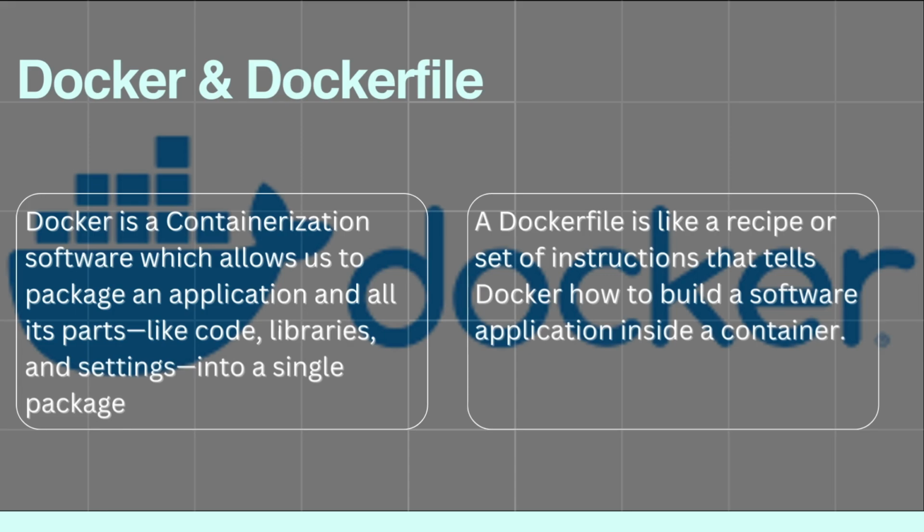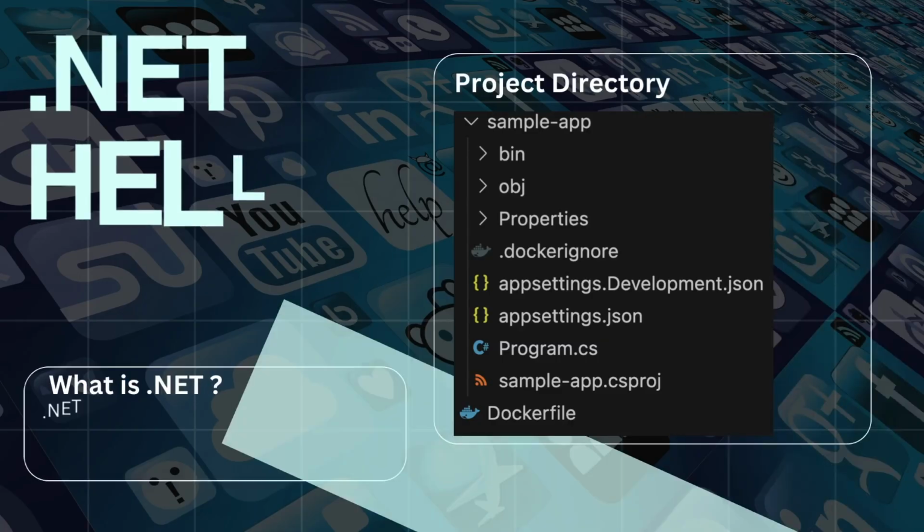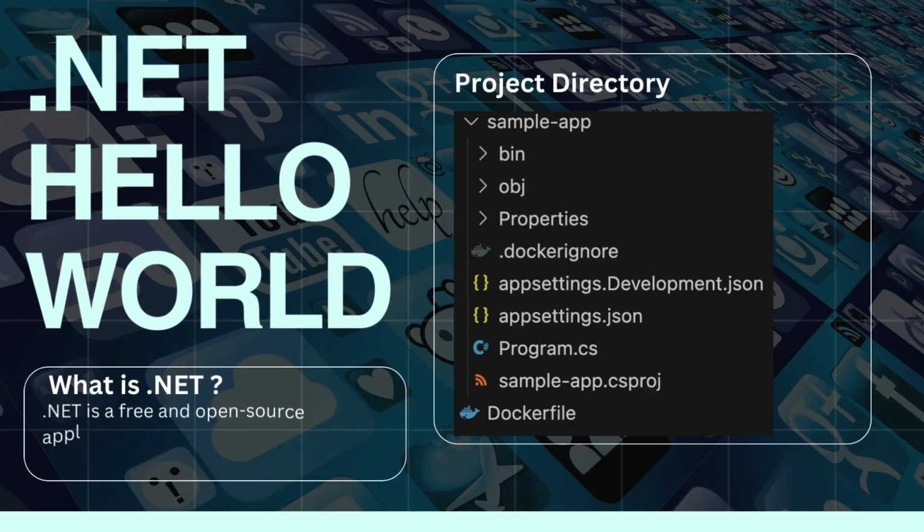So long story short, we have a Dockerfile. We will build the image using that Dockerfile, and then we'll run the image to make our application up and running. Now let's get familiar with the sample .NET application that we are using for this tutorial. .NET is a popular framework developed by Microsoft that helps developers to build a wide range of applications.